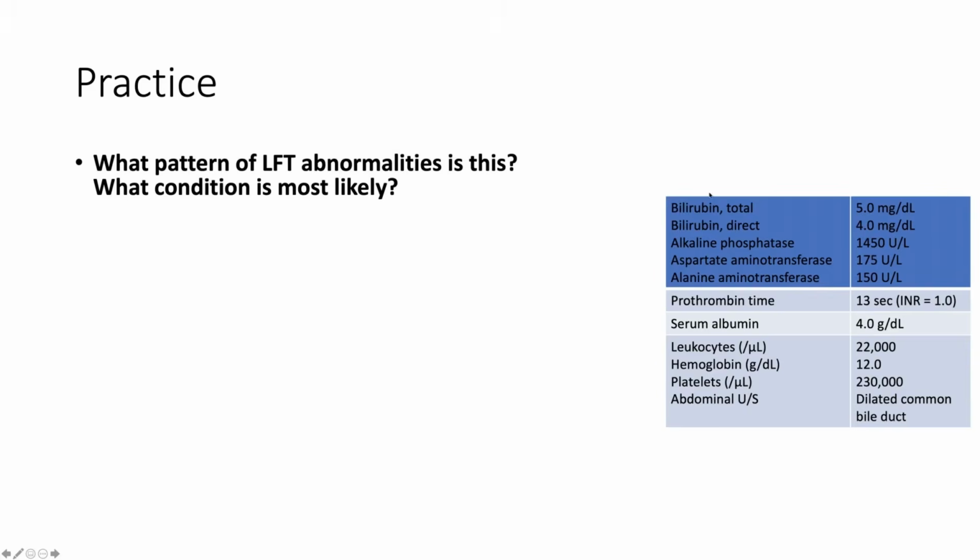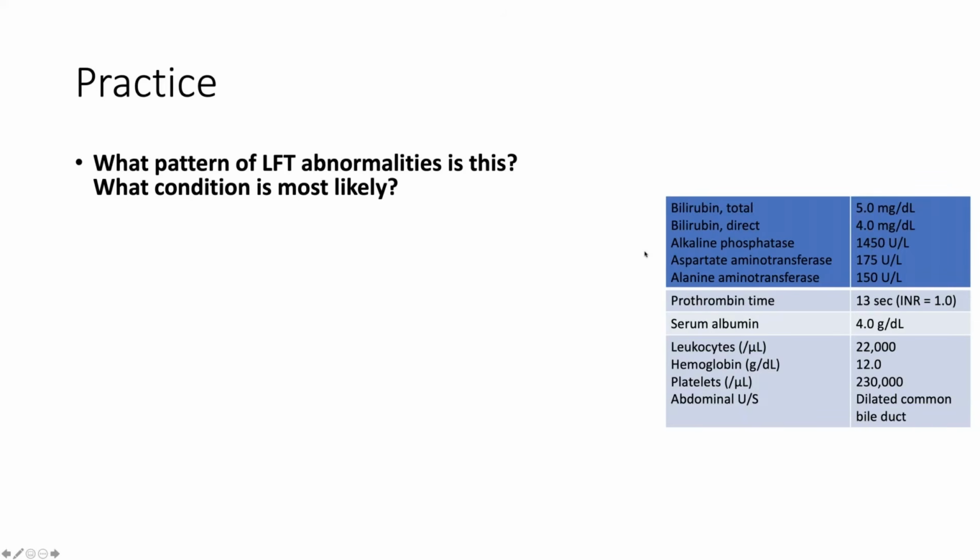So let's go to Mary next. Mary, what pattern of LFT abnormalities is this, and what condition is most likely? All right, we'll go to Deb. Deb, what do you think? So there's elevated alkaline phosphatase, and the ratio of ALT to alkaline phosphatase is less than 2, so this is a post-hepatic pattern.